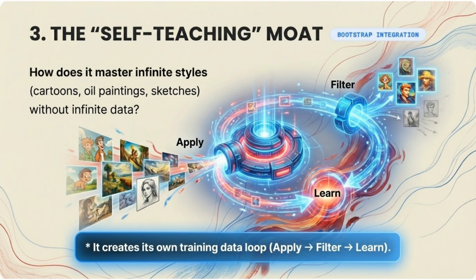The third part, bootstrap integration. This is where the real moat is built. Here's the problem. The model was trained on photographs. Will it work on oil paintings or cartoons? Usually it fails. Google's solution is a self-teaching loop. Apply. Use the existing model on new styles. Filter. Keep only the successful outputs. Learn. Retrain on those successful examples. As this cycle repeats, the model masters infinite styles without collecting new data. This is the technical moat that competitors can't easily cross.